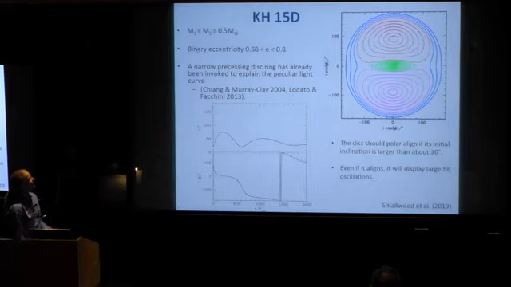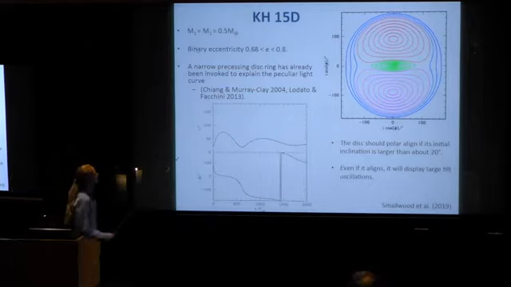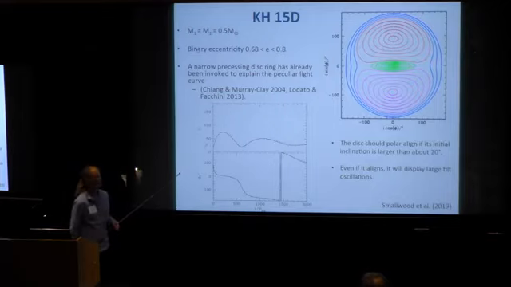And then KH15D, roughly an equal mass. Well, this is a simulation for an equal mass binary. But the eccentricity is very high. It could even be up to 0.8.